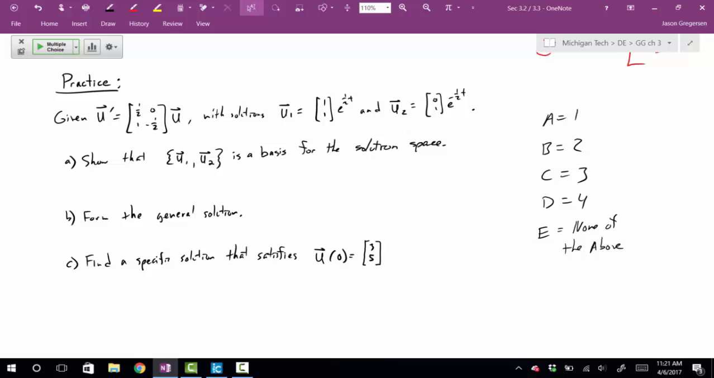Show that these two are bases for the solution space. That's the language we're using as opposed to fundamental sets. Same idea.